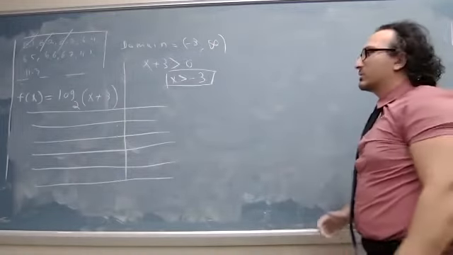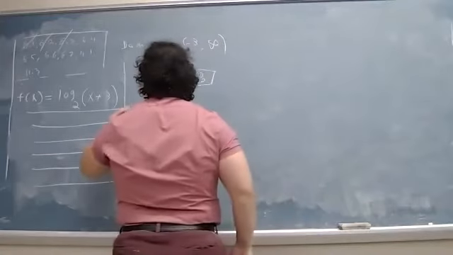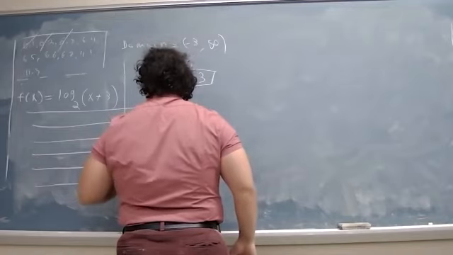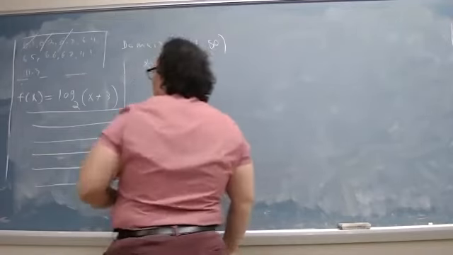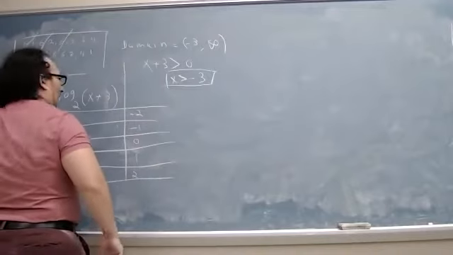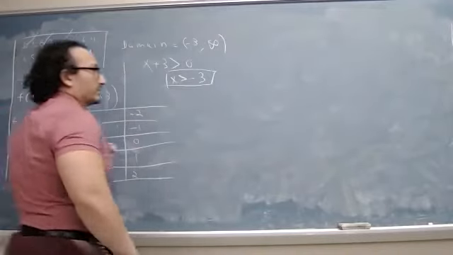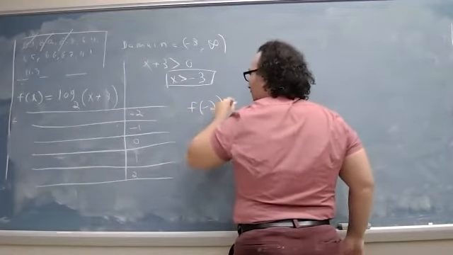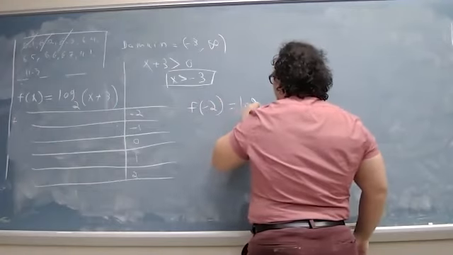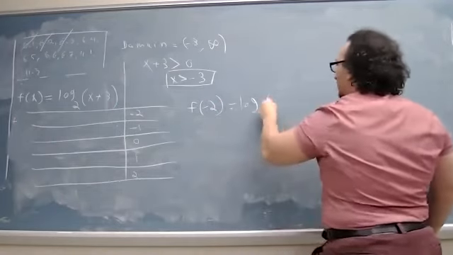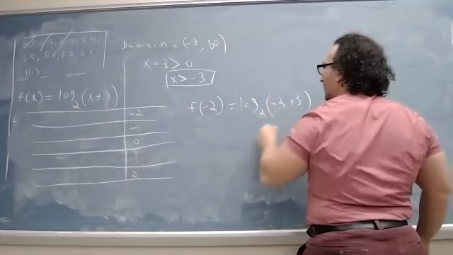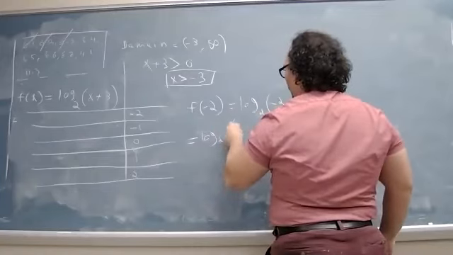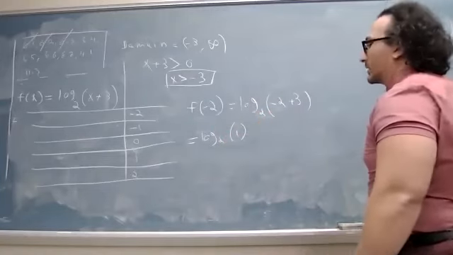So for all values greater than -3, let's try -2, -1, 0, 1, and 2. So then we have to talk about what is f of -2. That's the same thing as log base 2 of -2 plus 3. This is the same thing as log base 2 of 1. So what is log base 2 of 1?